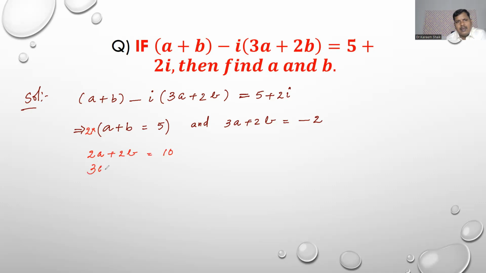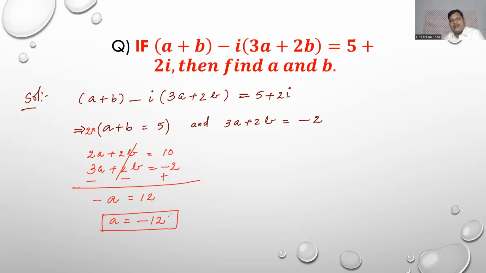Now here 3a + 2b = −2. Now subtract. It becomes minus, it becomes minus, it becomes plus. These two get cancelled. 2 − 3 is −a, equals 10 + 2, 12. So a value is −12. Once we got the a value, just replace this a value in any one of the equations to find the value of b.